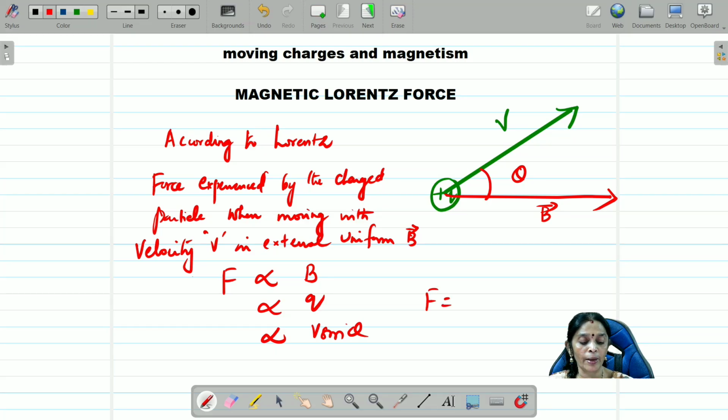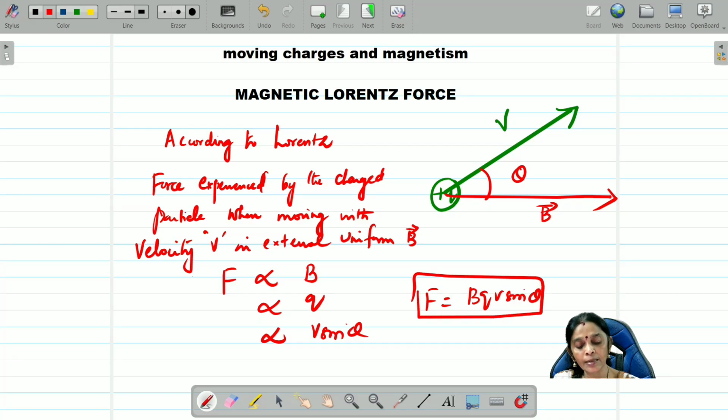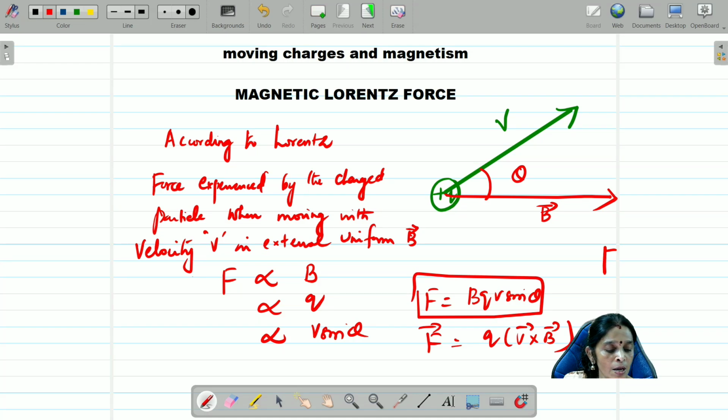Taking out the proportionality constant, F is equal to k B q v sine theta, where k is a constant, k equal to 1. So F is equal to B q v sine theta. Earlier we also learnt that torque tau is equal to p E sine theta, in the same way. In vector form, you can write F is equal to q into v cross B. Because, children, we know that v cross B is v B sine theta, the same thing I have written. So F is equal to q into v cross B.